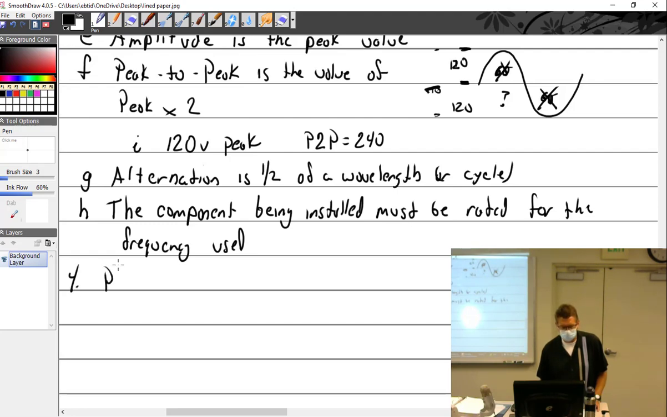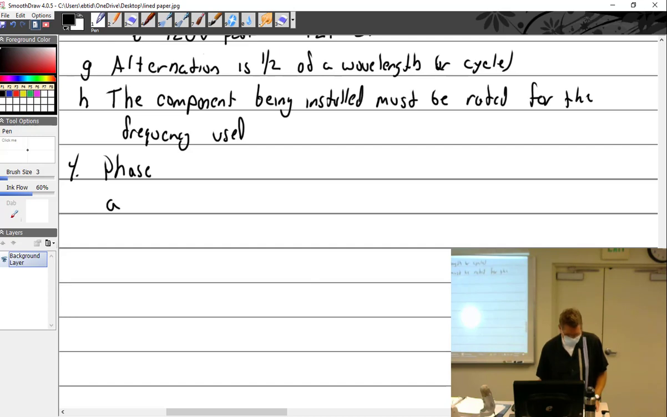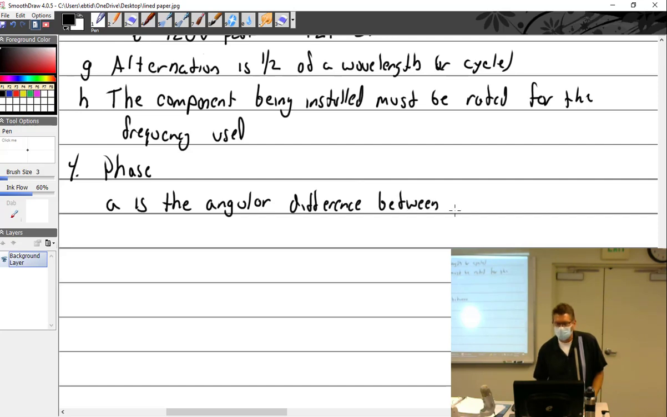All right, phase. We're going to talk a lot about phase, and it's kind of important, well, everything's important, but that you understand phase as we go here. It is the angular difference between 2 points on an AC waveform.